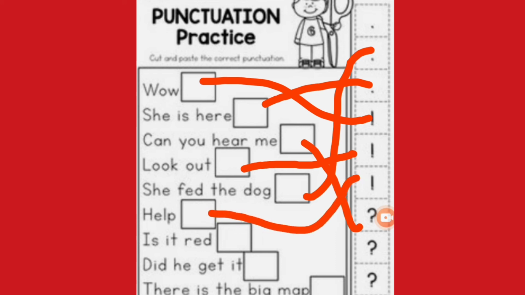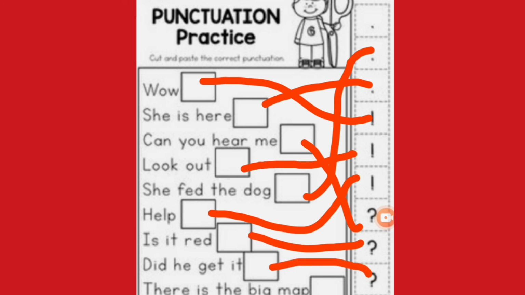Now we have one full stop and 2 question marks remaining. And 3 sentences are there. So let's see. Is it red? Is it red? It's a question. So we will put a question mark here. Next one is, did he get it? Did he get it? It's again a question. So we will again put a question mark.